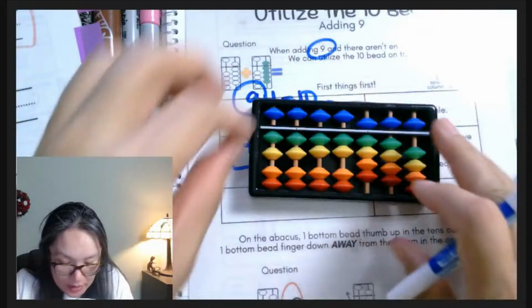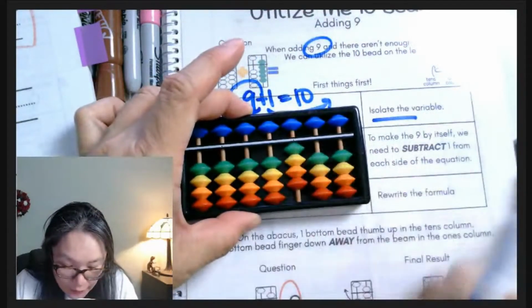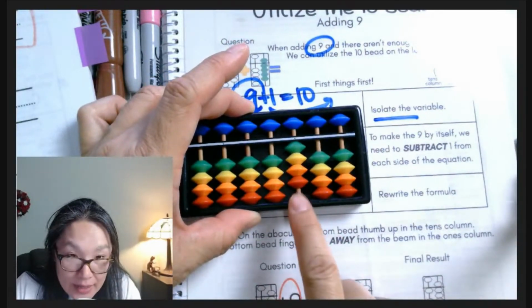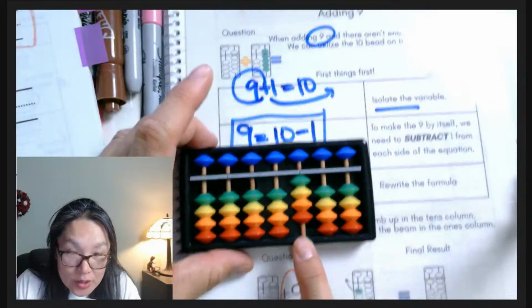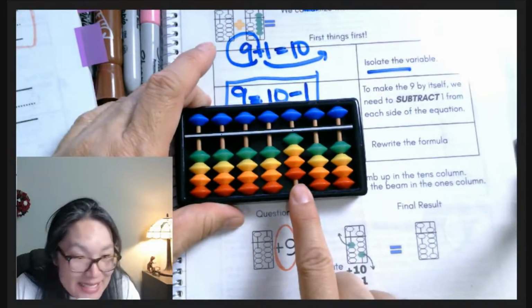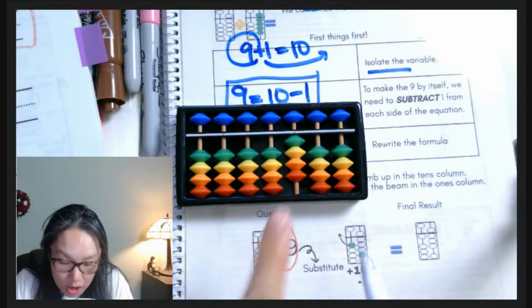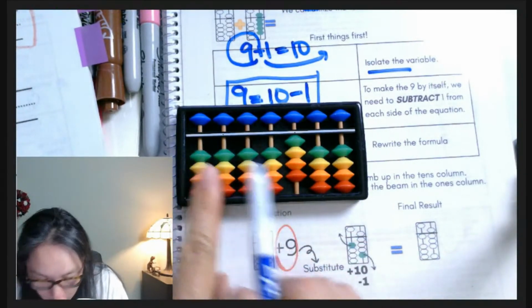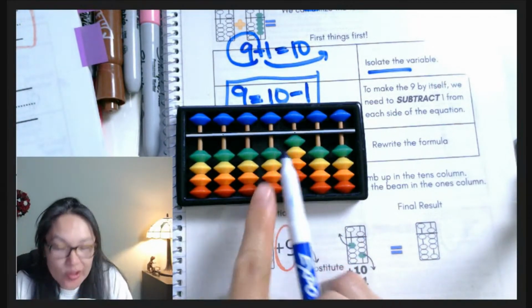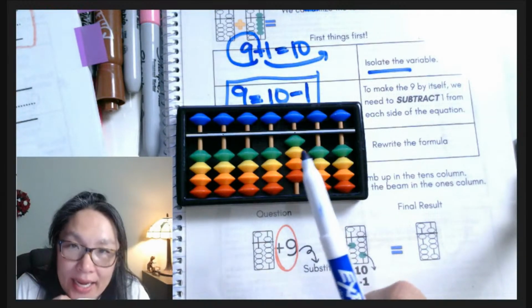What does that mean? I want to add the 4, but there are not enough beads to add the 4. What do I do? I need to plus the 10. Plussing the 10 only means go to the next column. You're not going to go all the way over here. You're only going to go to the neighbor and say, hey, do you have any sugar?